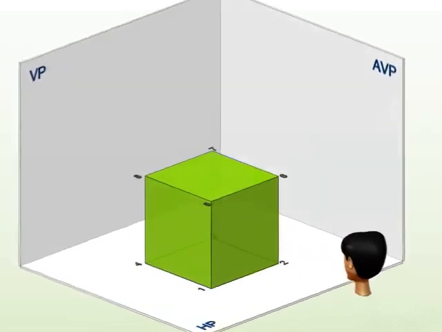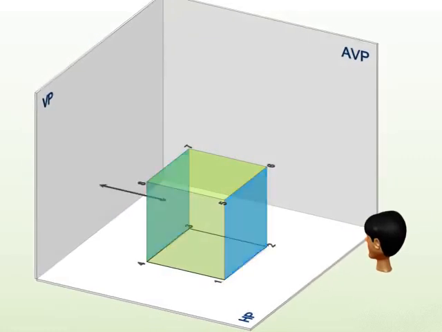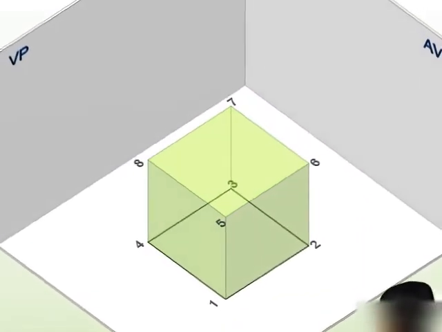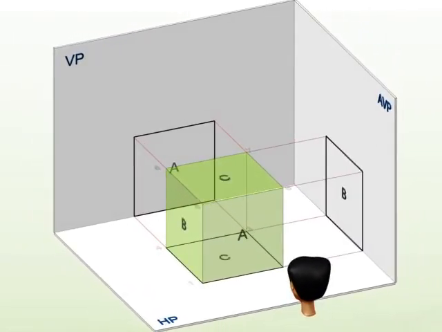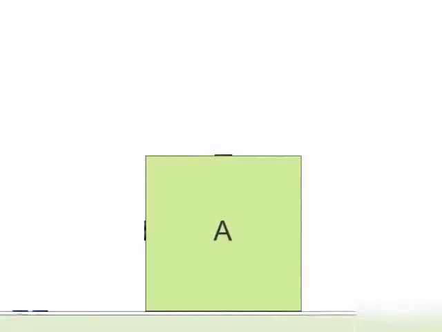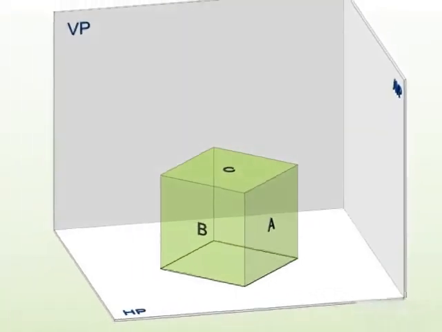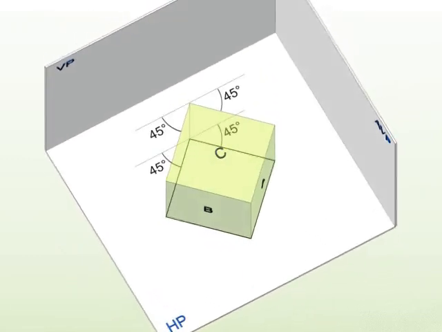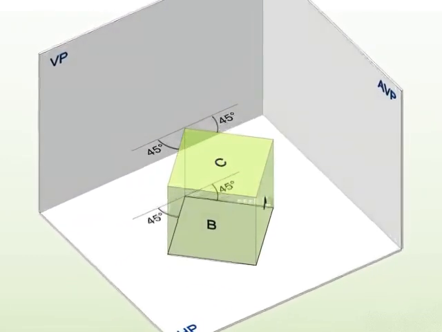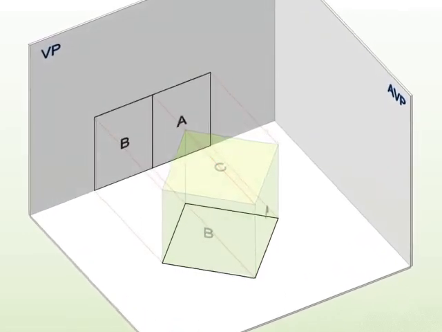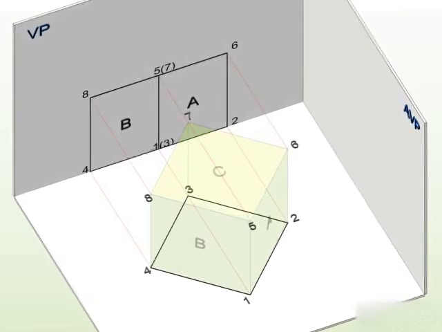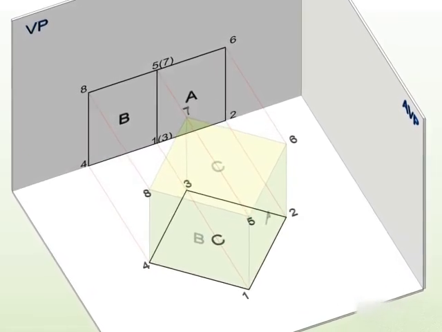It is resting on HP on one of its bases with sides parallel and perpendicular to VP. Observe its orthogonal views. It shows true shape and size of the cube. To view the other features of the cube, it is rotated about its vertical axis such that its faces are equally inclined at 45 degrees to VP. In this position, the front view shows two rectangular faces. However, the top view still appears as square.